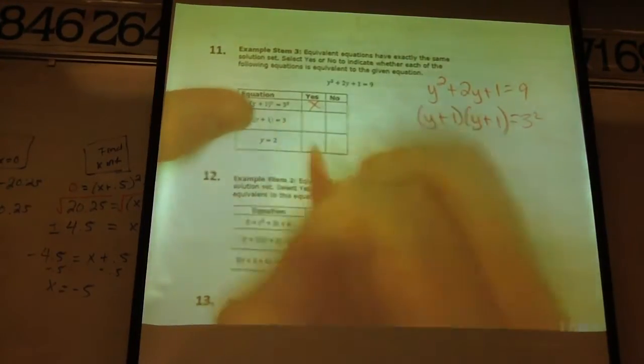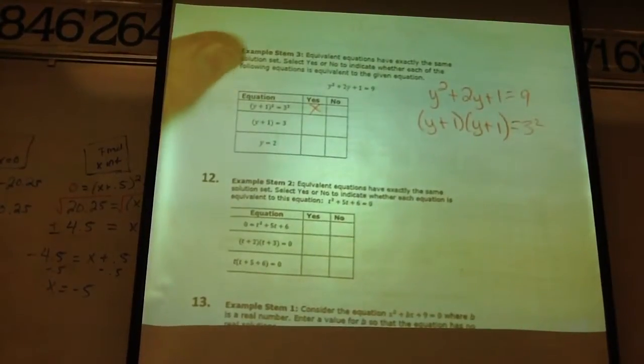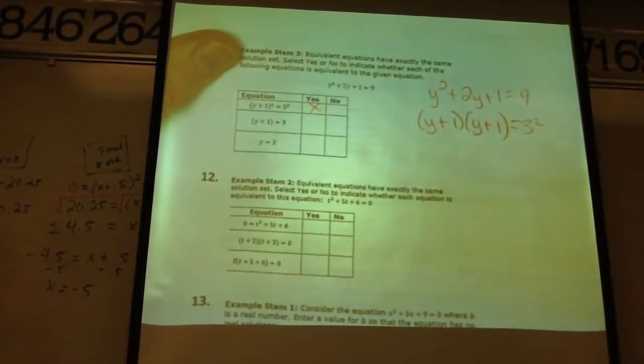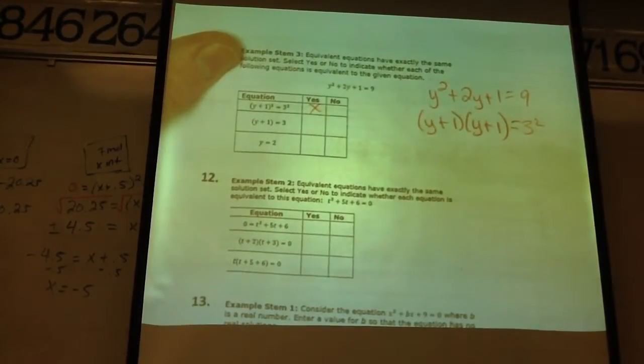The next one, y plus 1 equals 3. Is that the same thing? No, because it's a square root. It's the same thing as the top one, they just took off the squares, and that doesn't make sense. It's no.